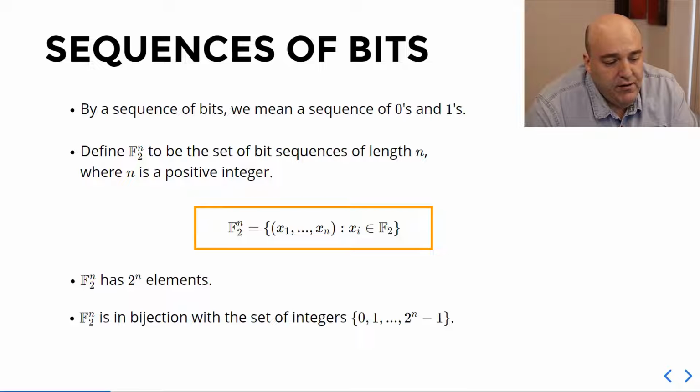And if we think of the integers in the set from 0 to 2 to the n minus 1 as their base 2 bit expansions, that gives us an identification between F2^n and the set of integers between 0 and 2 to the n minus 1. So those sets are equivalent in some sense.